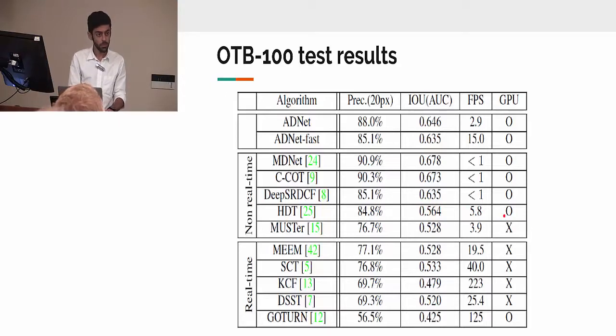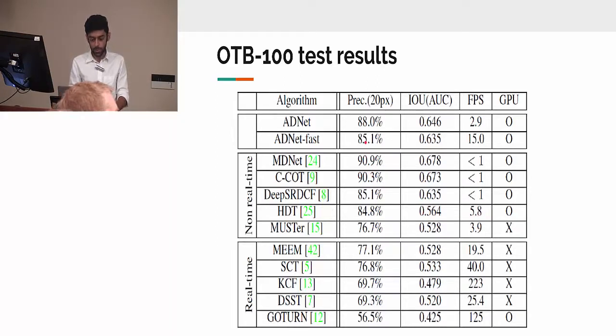So what does fast mean? There is a fast version. Maybe in the implementation they changed something. Yes, the theory is the same, they just changed something in the implementation. Okay. But I'm surprised that they're not using a GPU, right? Yes, that's basically it.